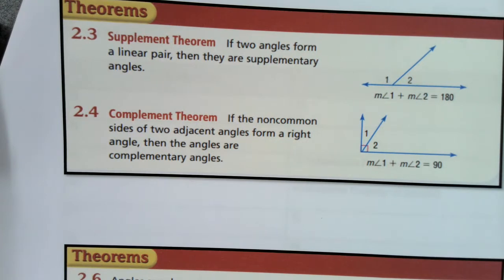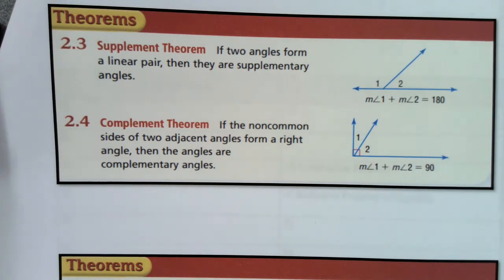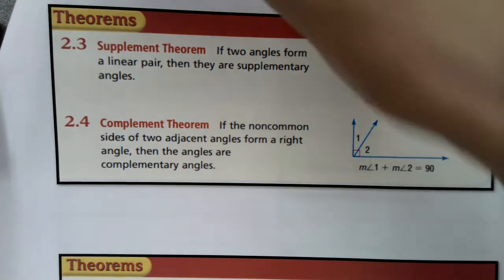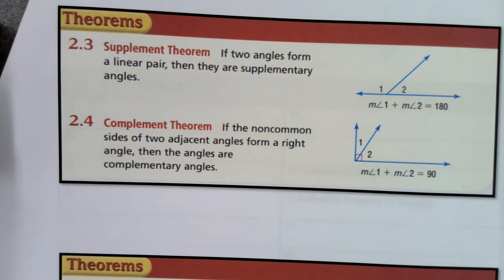Okay, now page 2 in this lesson has no writing. I'm just going to go over some theorems, okay? This is called the Supplement Theorem. You may also hear this referred to as the linear pair theorem. And I believe that's what I referred to on Classroom, and I think it sounds better that way. It says if two angles form a linear pair, then they are supplementary. I call that the linear pair theorem on Classroom.